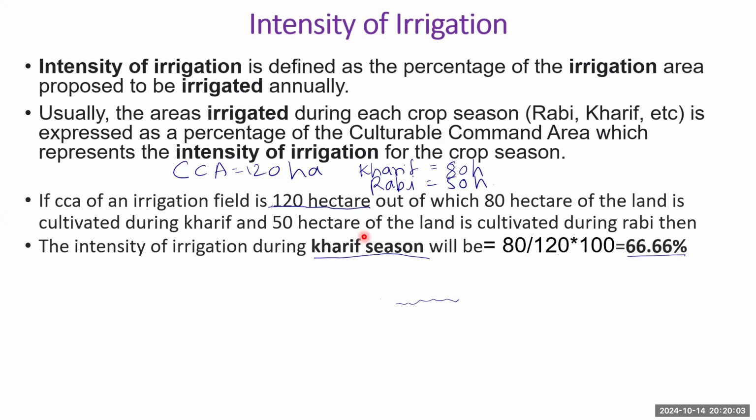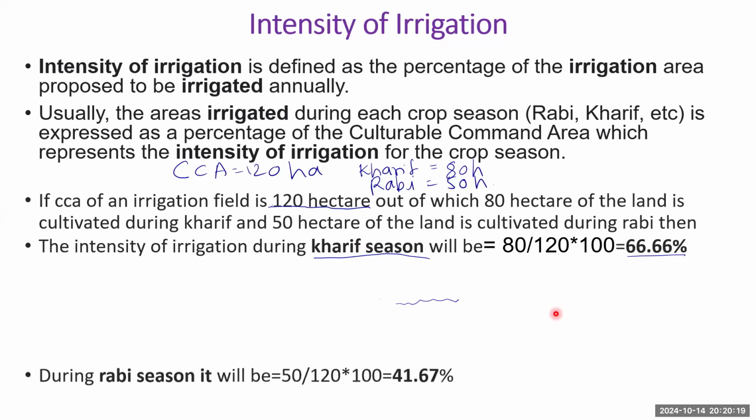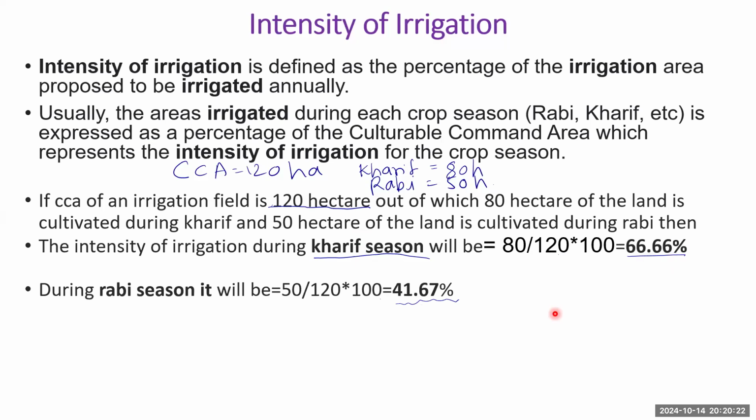For example, in Kharif season, 80 hectares of land is irrigated out of 120 hectares. So 80 upon 120 into 100. So intensity of irrigation during Kharif season is 66.66%. In the same way, during Rabi season, the area irrigated is 50 hectares out of 120 hectares. So 50 by 120 into 100. So during Rabi season, the intensity of irrigation is 41.67%.